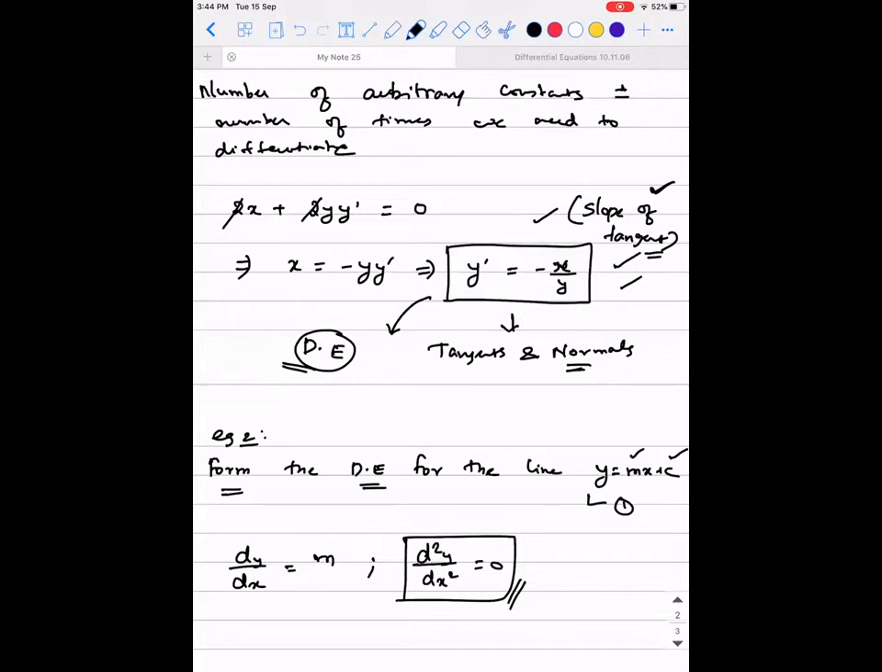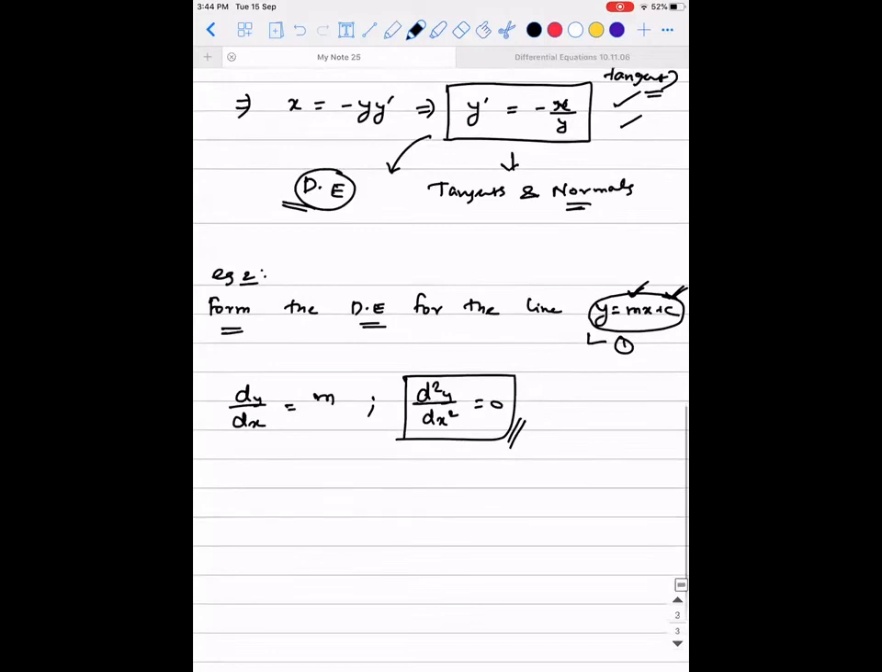Did you understand why I differentiated twice? It's not because of a second order derivative test. It's because there are two arbitrary constants. That's the only thing. In this context, we are not going to do any derivative test. The number of arbitrary constants is equal to the number of times we differentiate.